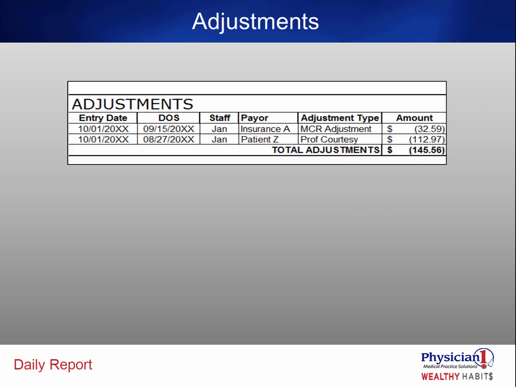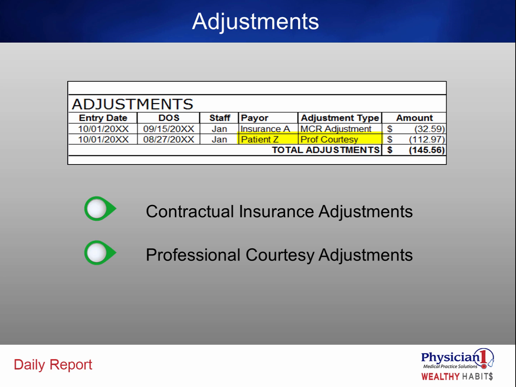The next section is adjustments. There will be contractual insurance adjustments and professional courtesy adjustments, bad debt adjustments, those things that we talked about in our second module. And I'm sure you have read or heard horror stories about staff writing off balances in an effort to clean things up. With this report, you can spot that activity quickly.